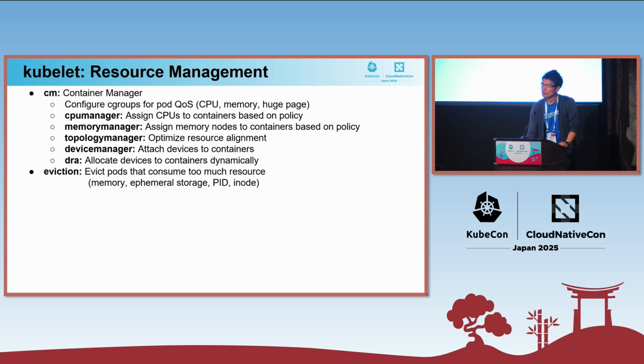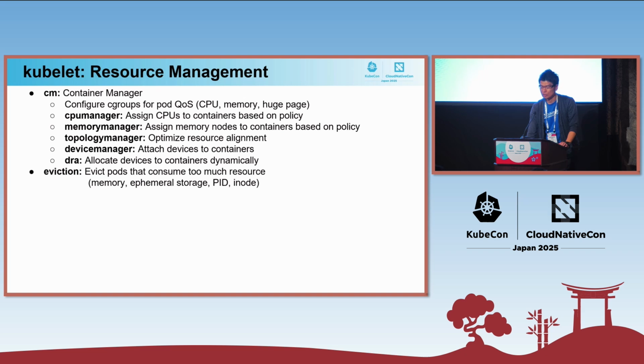The CPU manager assigns CPU to containers according to a policy. For example, it can use a static policy to dedicate cores to latency-sensitive workloads. The memory manager does something similar for memory. It can assign NUMA memory nodes to containers, helping with performance on multi-socket systems.